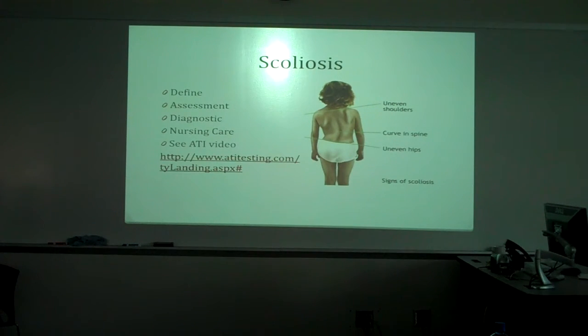Assessment: you'll see asymmetry in the ribs, shoulders, hips, and scapula. One leg is shorter than the other, and there is improper fitting of the clothing. Diagnosis, again, is screening pre-adolescence.